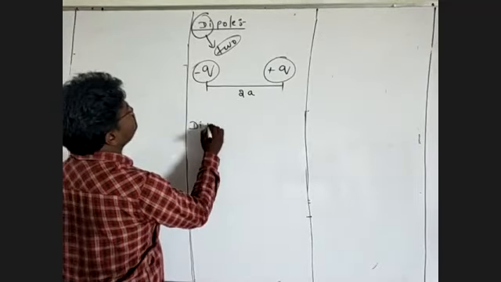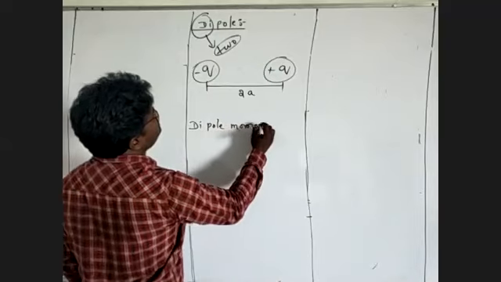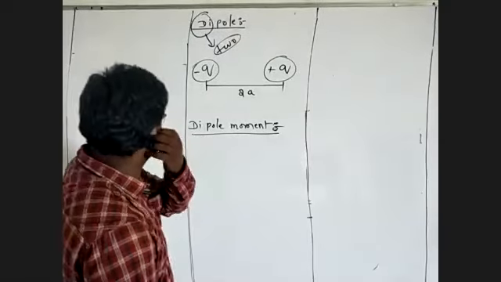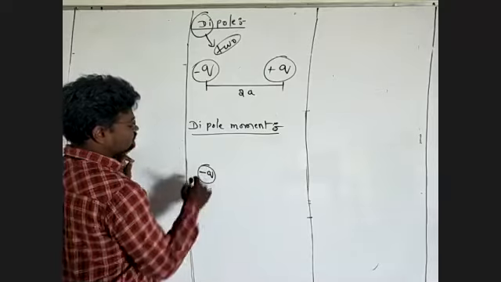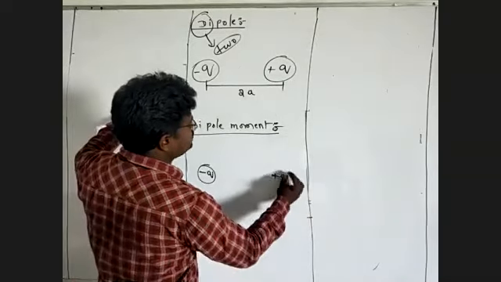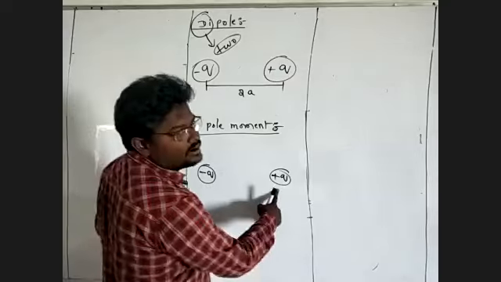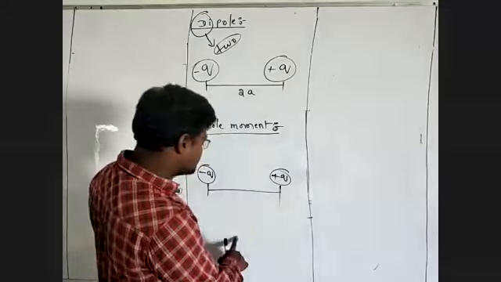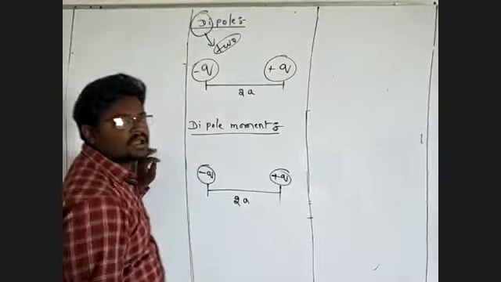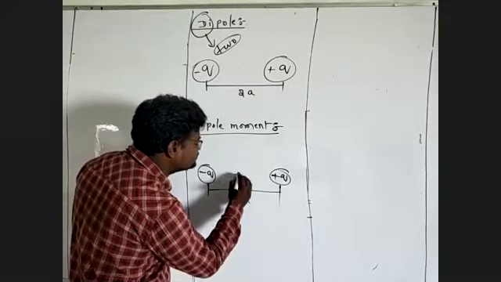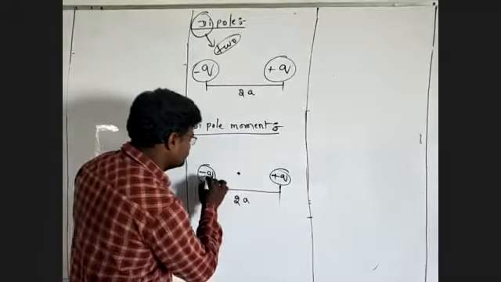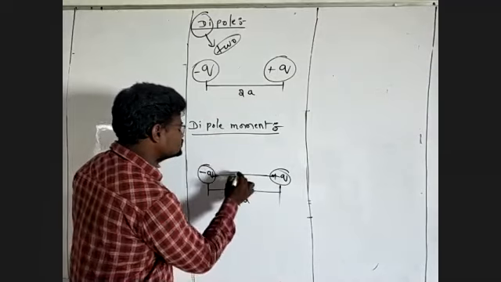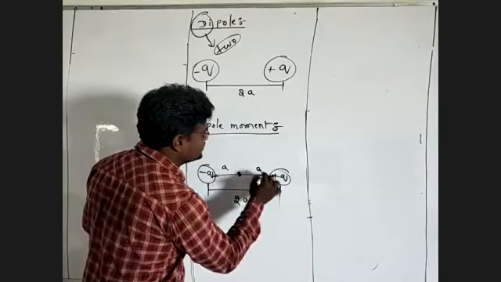Dipole moment. Dipole moment means literally, this is a negative charge, this is a positive charge. Equal and opposite charges separated by a distance 2a. And this we call the center of dipole. From here to here is a distance a. From here to here is a distance a.